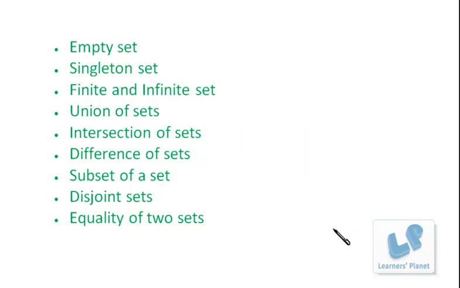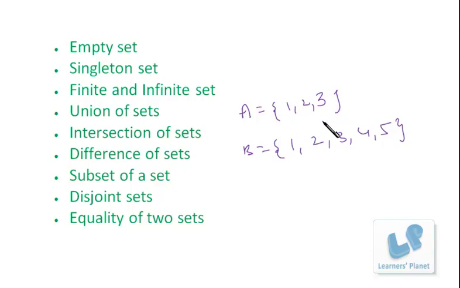Now next is subset of a set. Now what is subset of a set? Suppose I have a set A, that is 1, 2, 3, and I have a set B, that is 1, 2, 3, 4, 5. Now we see all the elements of A are there in B, right? And B is having more elements than A. That means all the elements of A are there in B. That means A is the subset of B. So we represent it as A is subset of B.